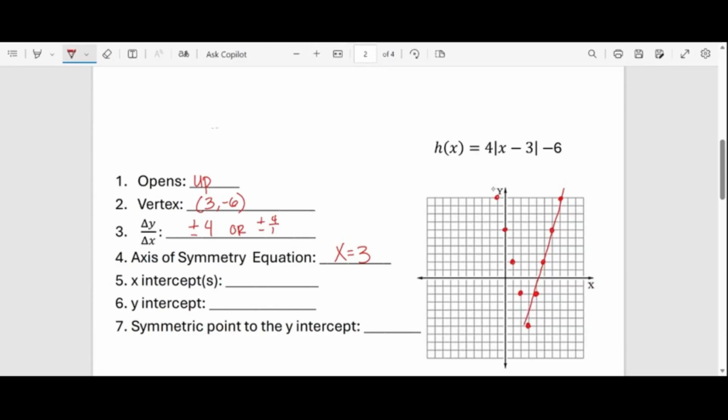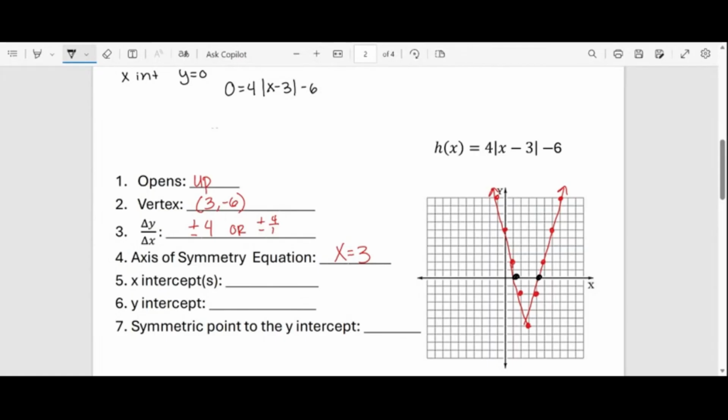All right. This graph does cross my x-axis. This graph crosses my x-axis at 2 points. One is right here, and one is right here. Let's talk about how to find our x-intercepts. So we just found our y-intercept by plugging in 0 for x. To find your x-intercept, you're going to plug in 0 for y. And we don't have a y here, but remember h of x is the exact same thing as y. So we're going to say 0 equals 4 times the absolute value of x minus 3 minus 6.